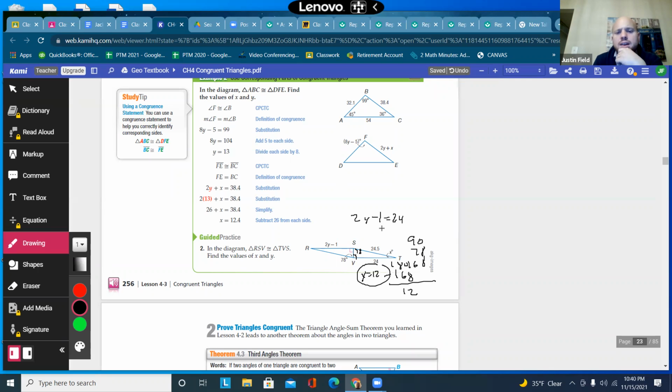Hopefully you see that. And then add 1 to both sides, and 2y equals 25. y equals 12.5. So there you go. Just a little algebra.